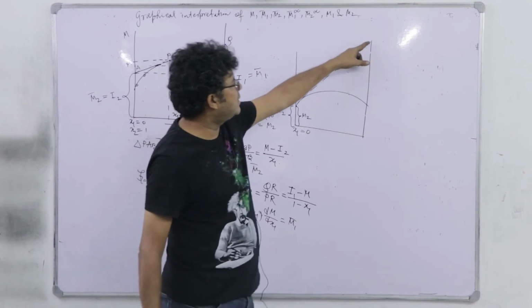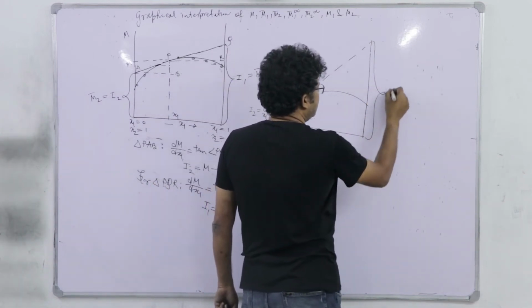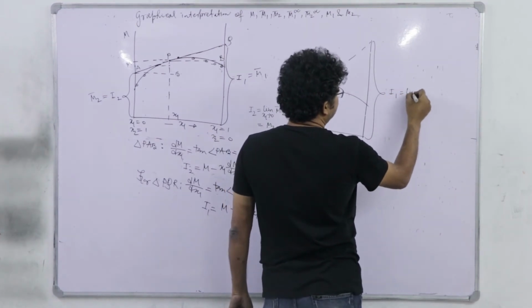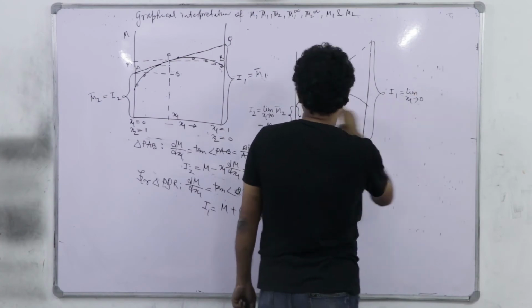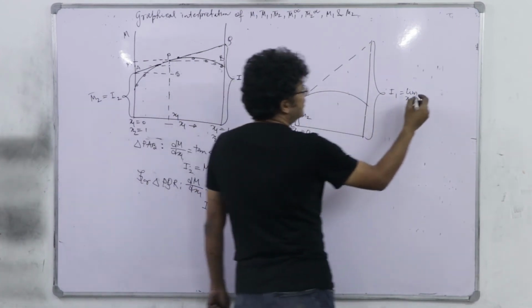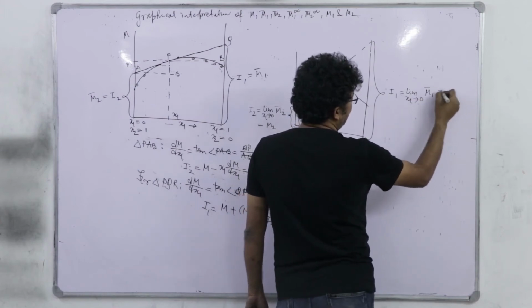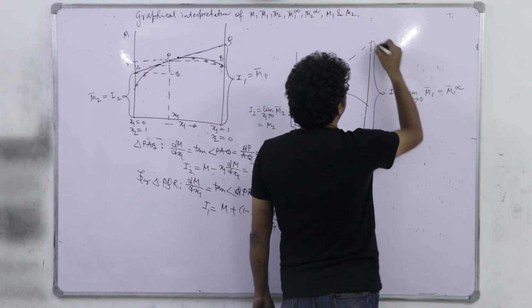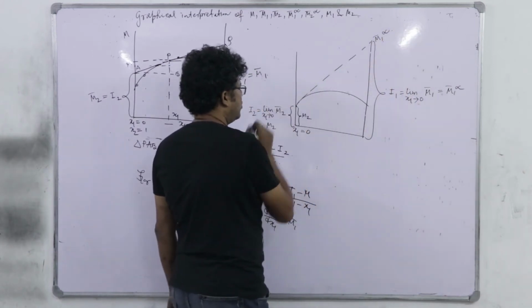And the I1 here, I1 is limit x1 tending to 0, because the point is here, the point is not this, we are drawing the tangent here. So, I1, x1 tending to 0, m1 bar, so this is m1 bar infinity. So, this much is m1 bar infinity and this is m2, right.